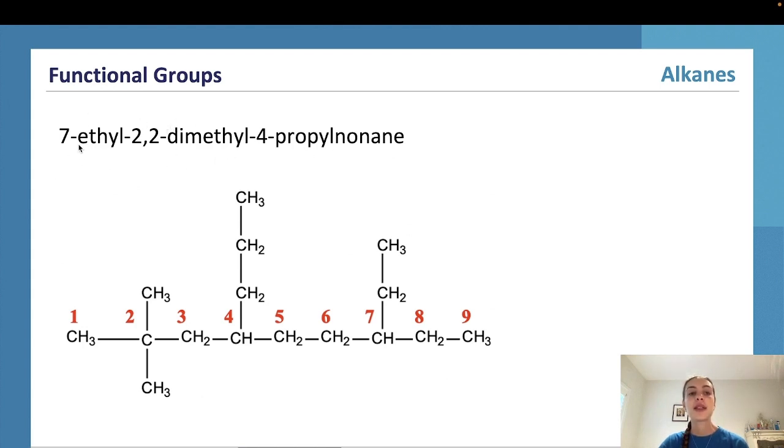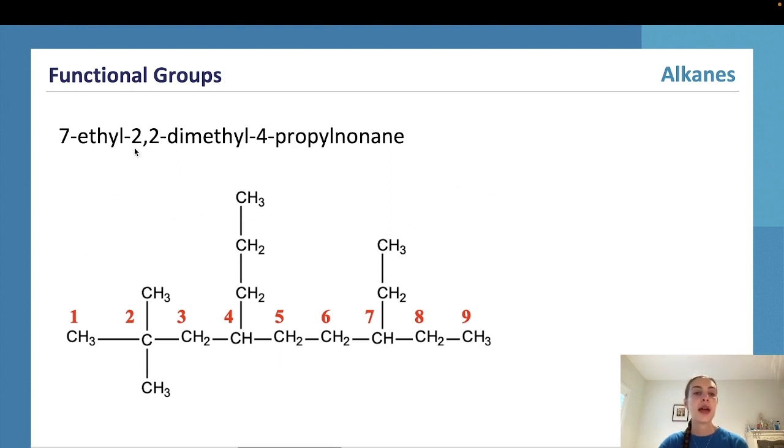So it's saying on 7, we have an ethyl group. So on the 7th carbon along the molecule, we have an ethyl group. So we can count along and we can go 1, 2, 3, 4, 5, 6, 7. We can see on the 7th carbon along, we've got 2 carbons branching off of that. And so those 2 carbons branching off are what we know as an ethyl group, because it's like an ethane branch. But when it's a branch, we change it to ethyl. And so that's the 7-ethyl.